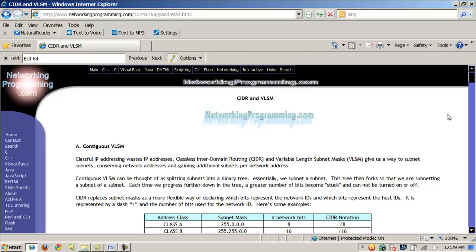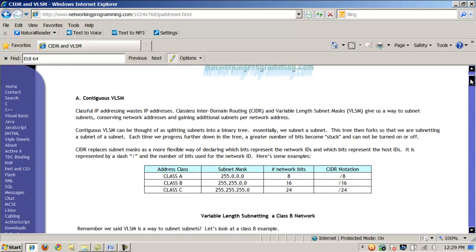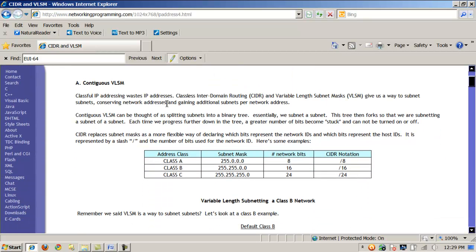Let's take a look at variable length subnet masking, or VLSM. And there are contiguous and non-contiguous forms of that. So we'll look at the contiguous version of it first. But basically, the need for VLSM comes from the fact that classful IP addressing wastes a lot of IP addresses.